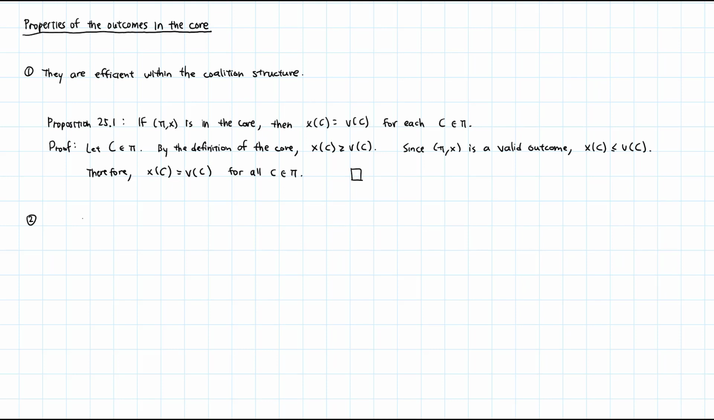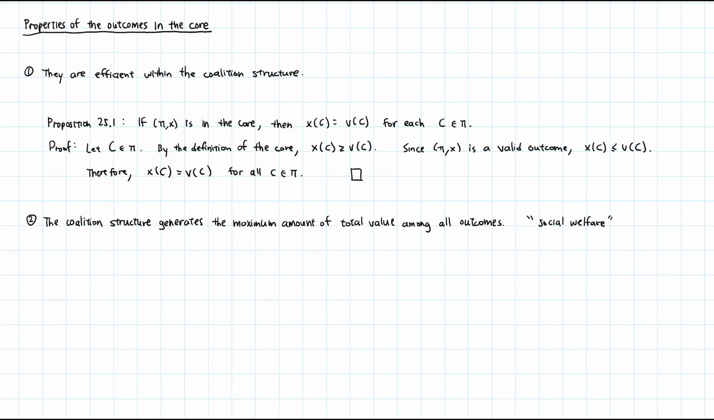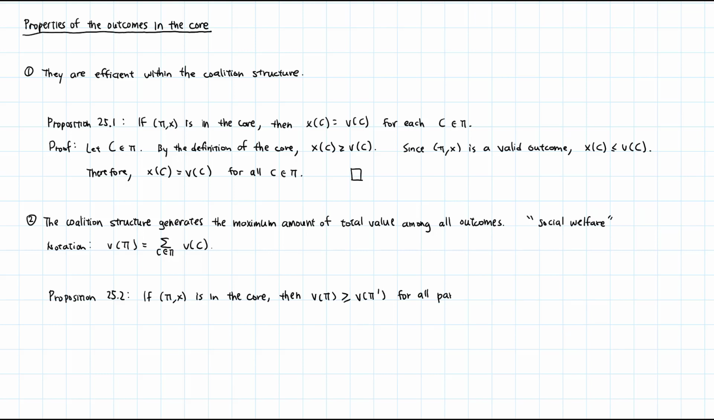The second property is that the coalition structure generates the maximum amount of total value among all the outcomes of the game. This is called social welfare. We will use this notation. V(π) is the sum of the values of the coalitions that are in the coalition structure π. So here is our proposition. If (π, x) is in the core, then v(π) is at least v(π') for all the partitions π' of the players N. So the value of π is the maximum possible.